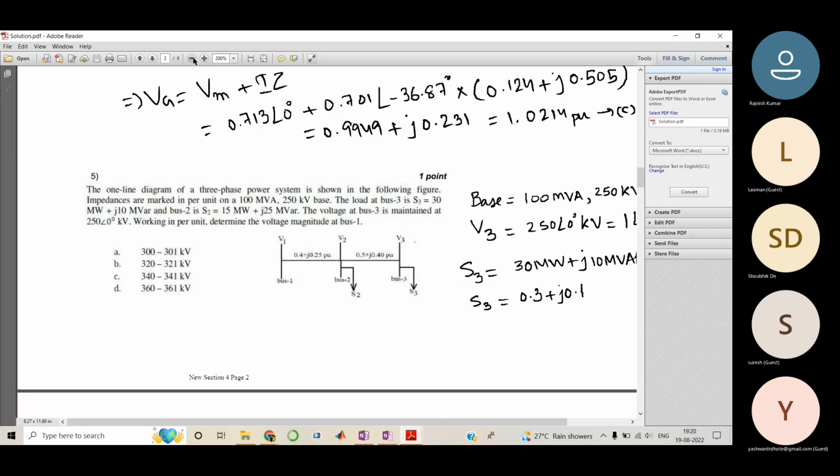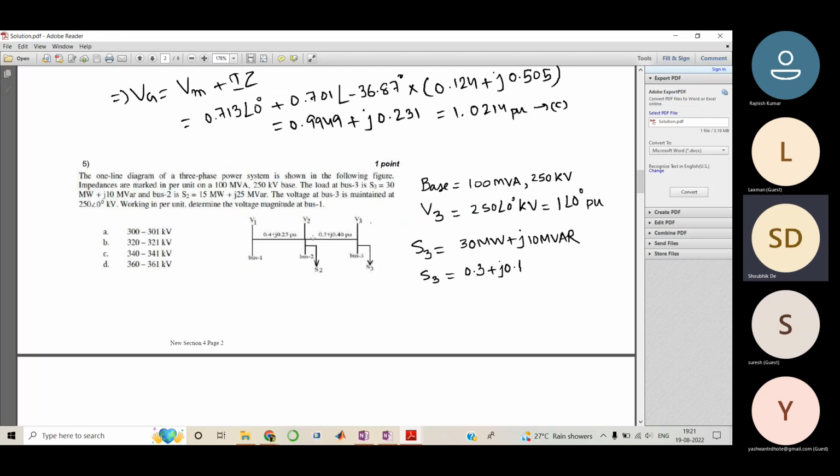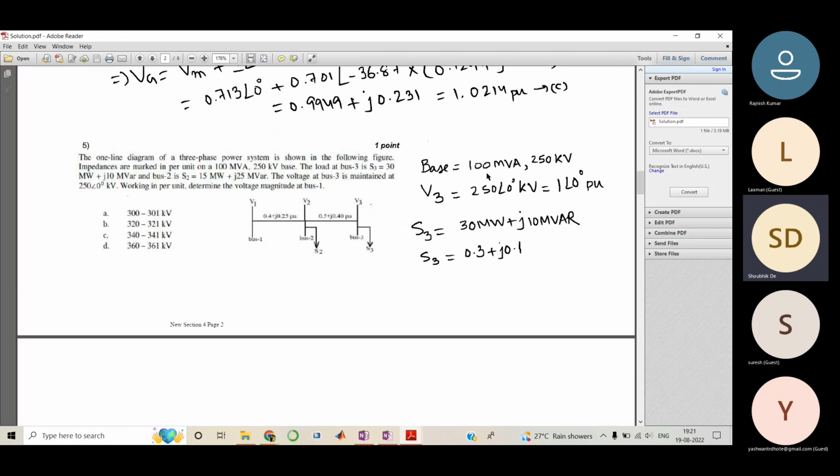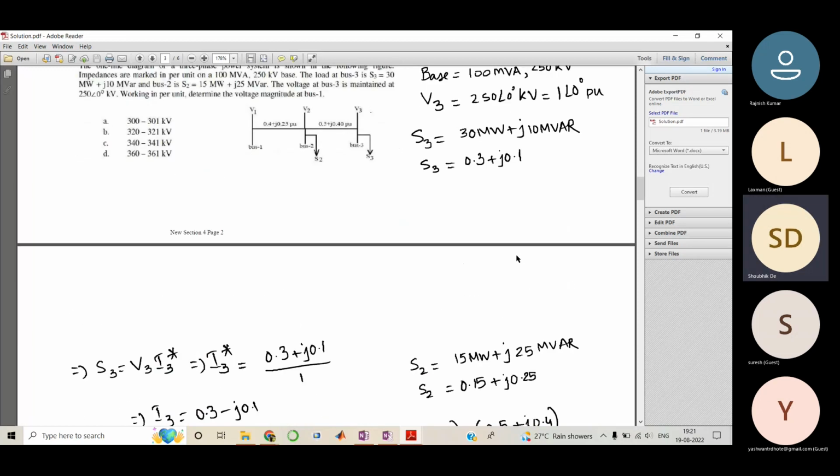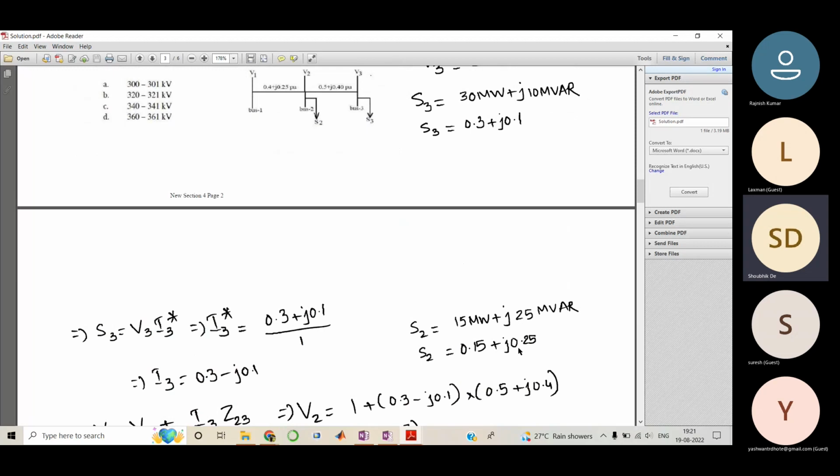So basically V1. In order to calculate this, we have to find the voltage at bus 2, firstly current flowing through this line, then current flowing through this load S2, then finally this line, and then we get this voltage V1. We have been given the base MVA of 100 MVA. S3 is 30 megawatt plus j10 megawatt, so if we convert to per unit, we just divide by 100. It is 0.3 plus j0.1. Similarly, S2 will be 0.15 plus j0.25 per unit.